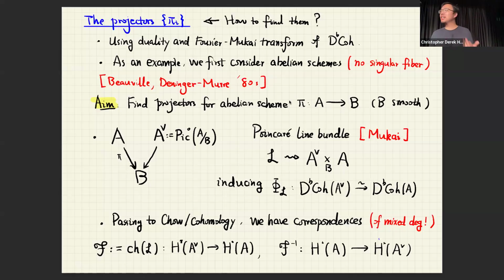In this case, we want to find what the projectors, the pi_i, are in this particularly simple case where there are no singular fibers. The idea of Beauville and Deninger-Murre is that in order to solve the problem for pi, the abelian fibration, you have to introduce the dual. So we consider the dual abelian scheme, the relative Picard, from which Mukai told us that there is a Poincaré line bundle inducing a derived equivalence of the derived categories. And once you have a K-theory class on a product, you can take the Chern character, which gives you algebraic cycles, which are correspondences.